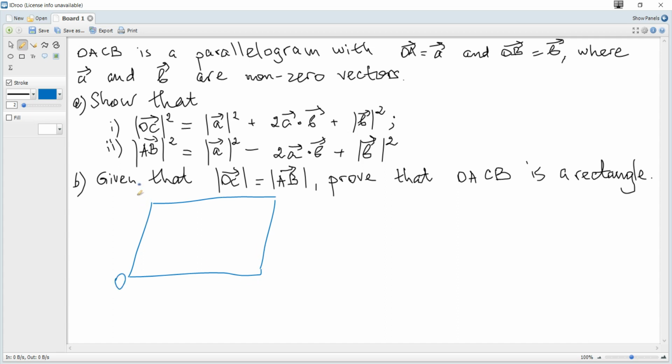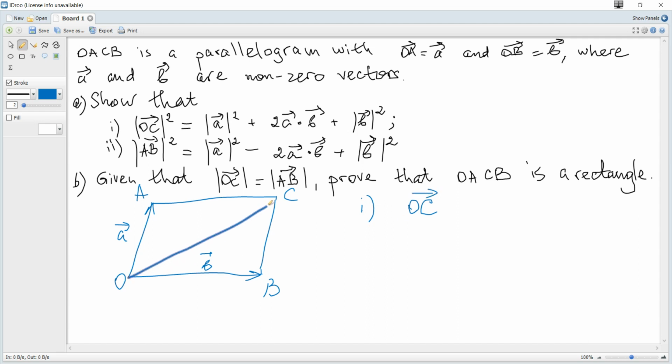So it must be O, A, C, B, and it is given that vector OA is a, and we can see that vector BC is also a. It is given that vector OB is b, and we can see that vector AC is also b, and we need the magnitude of OC squared. And let's consider what OC vector is.